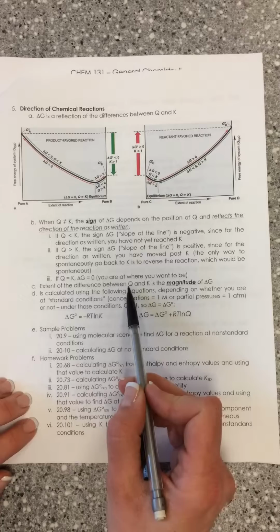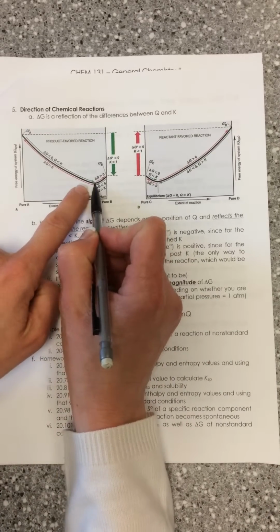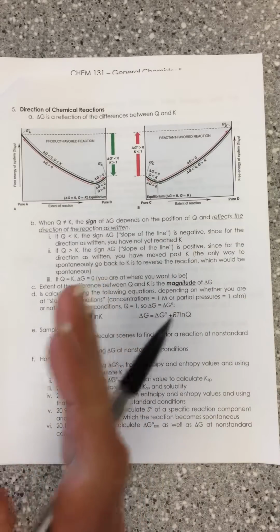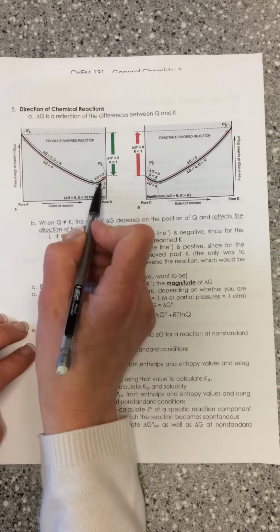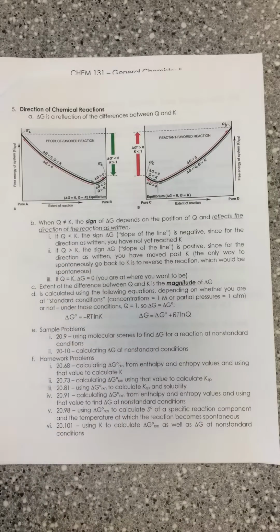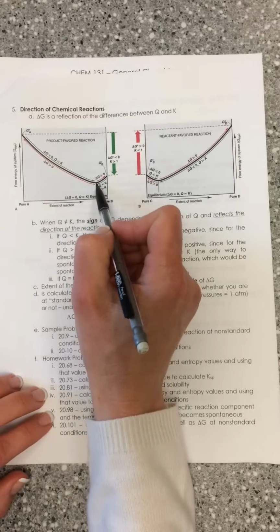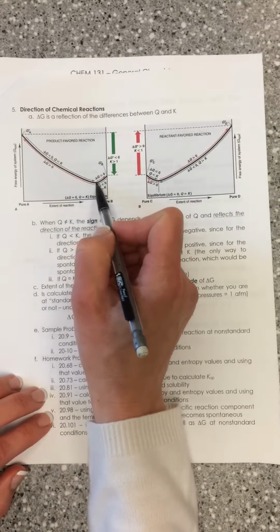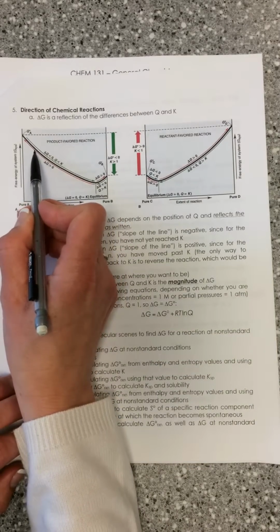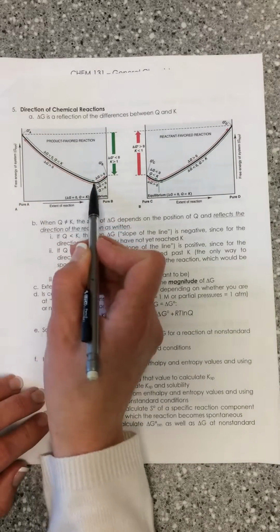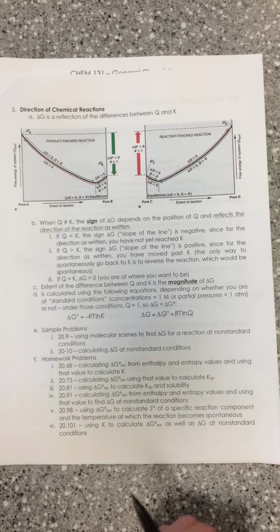The extent of the difference between Q and K is the magnitude of delta G. So if you're just a little bit away from K on either side, again, before K it's negative, after K it's positive, but if you're just a little bit away, if Q is almost equal to K, then delta G is going to be a small value. You don't have too far to go to get to be where you want to be. Where you're at is not far from where you want to be. However, if you have Q that's very distant from K, you have a huge distance to travel, which in terms of the magnitude of delta G is going to be significant.